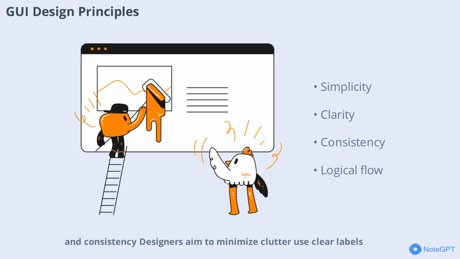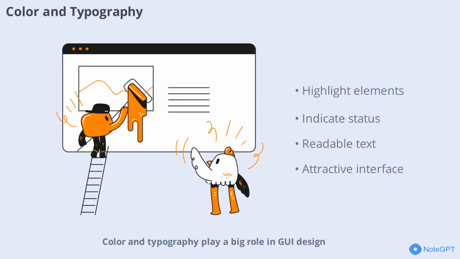Designers aim to minimize clutter, use clear labels, and maintain a logical flow. These principles help users focus on their tasks and reduce confusion, making technology more enjoyable to use. Color and typography play a big role in GUI design.